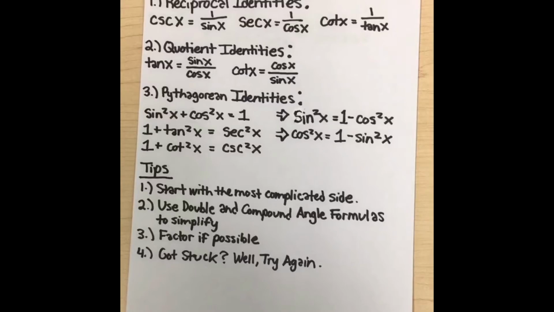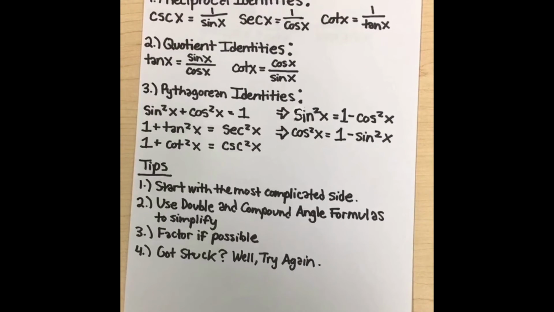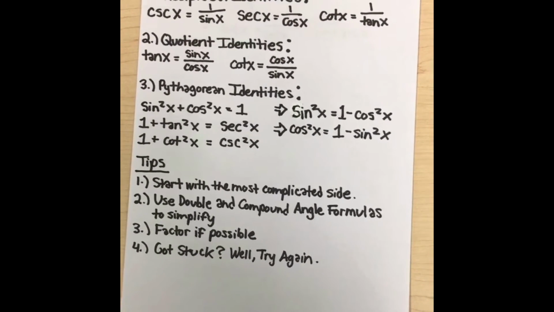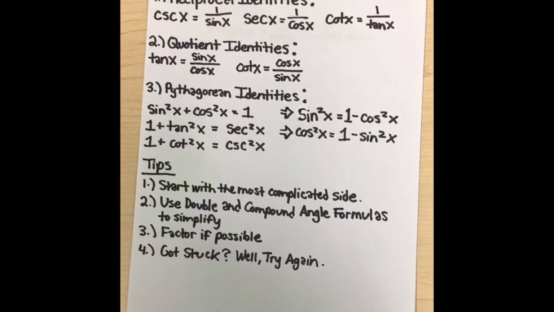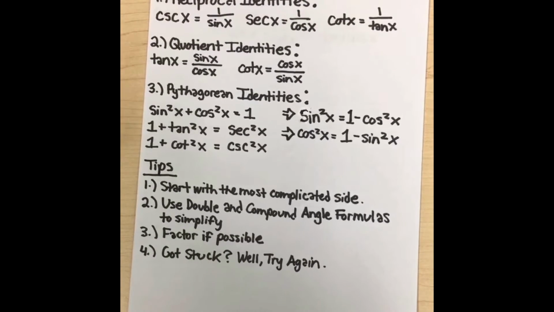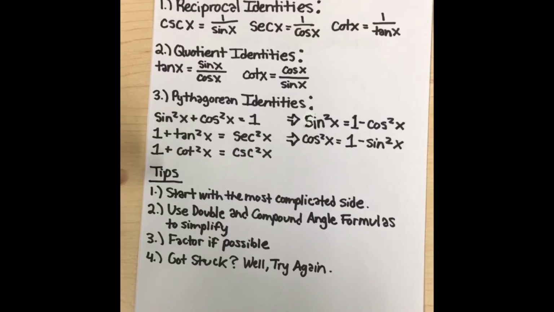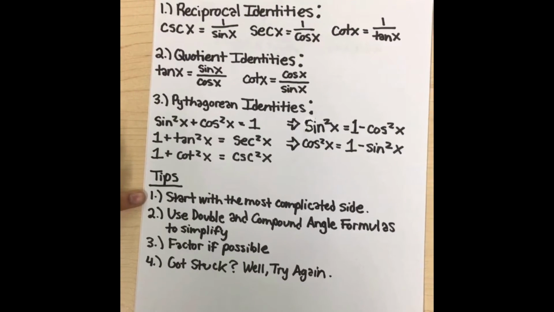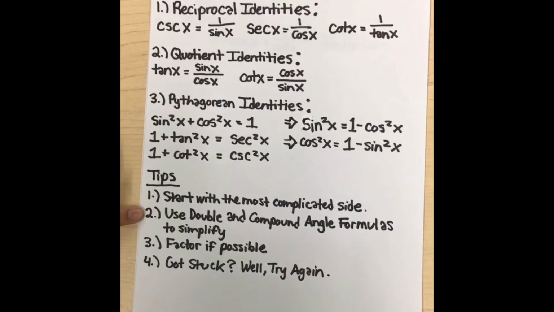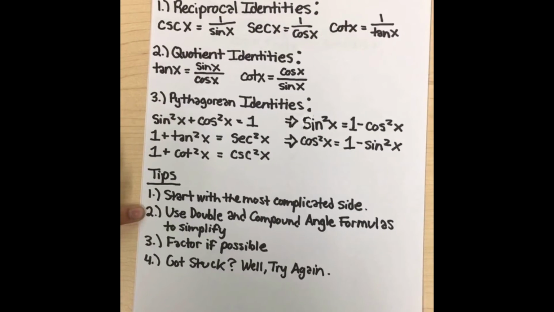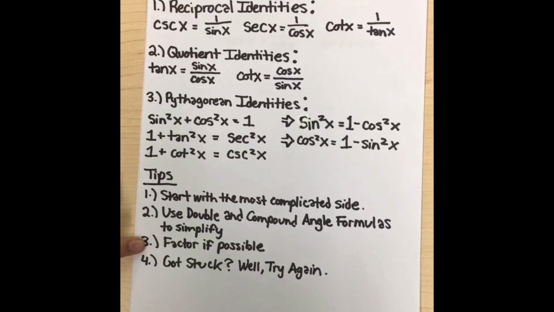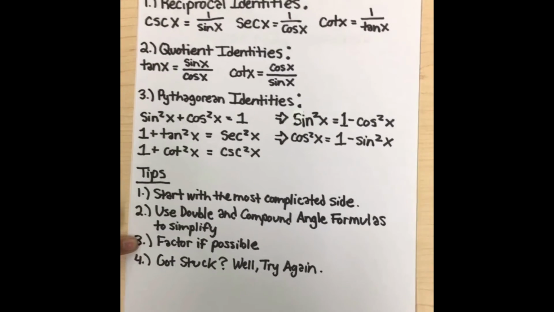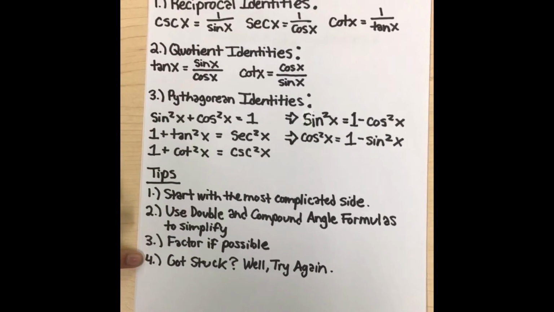Knowing these simple identities along with our double and compound angle formulas from our other lesson will help us solve more complicated identities. Just one more thing before we begin. Here are some helpful tips. Number 1, always start out with the more complicated side of an identity. Number 2, use your known identities and compound and double angle formulas to simplify. Number 3, factor if possible. Number 4, if you get stuck, just try again.